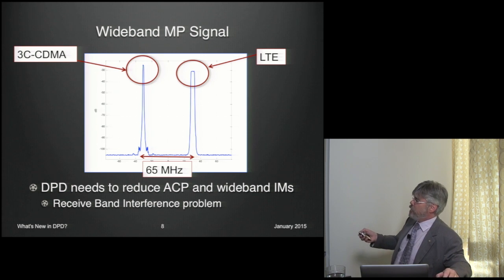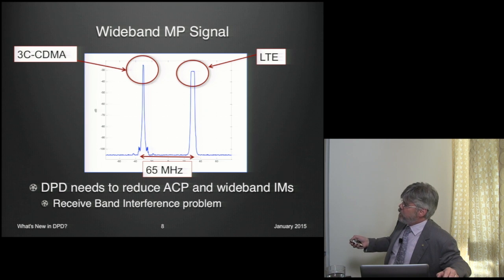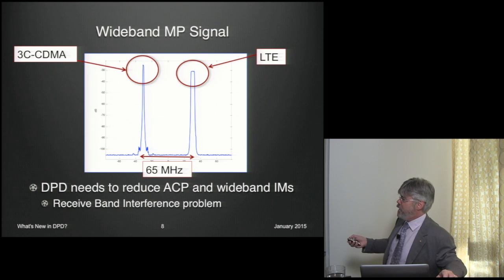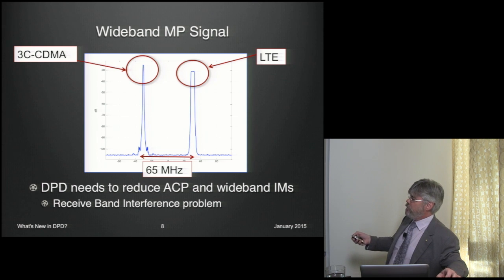They'd had this for a while, so they're putting regular narrowband CDMA down here, and then they wanted to use LTE up here. And of course, they're as cheap as anybody else, so they just wanted to use one PA for all of this. So the PA had to handle 65 megs. It's not only got to manage the adjacent channel leakage around each of these, but also manage the intermodulation between this clump of energy and this clump of energy.